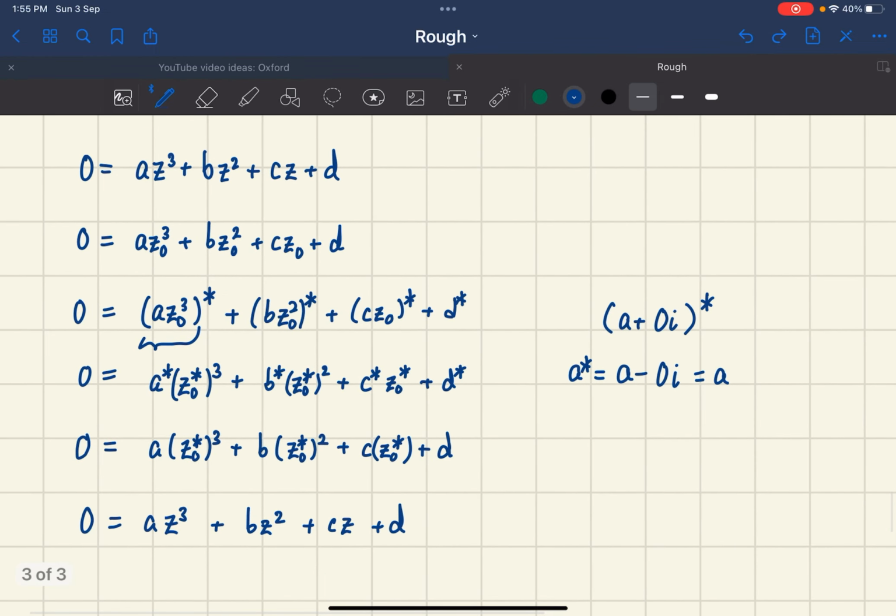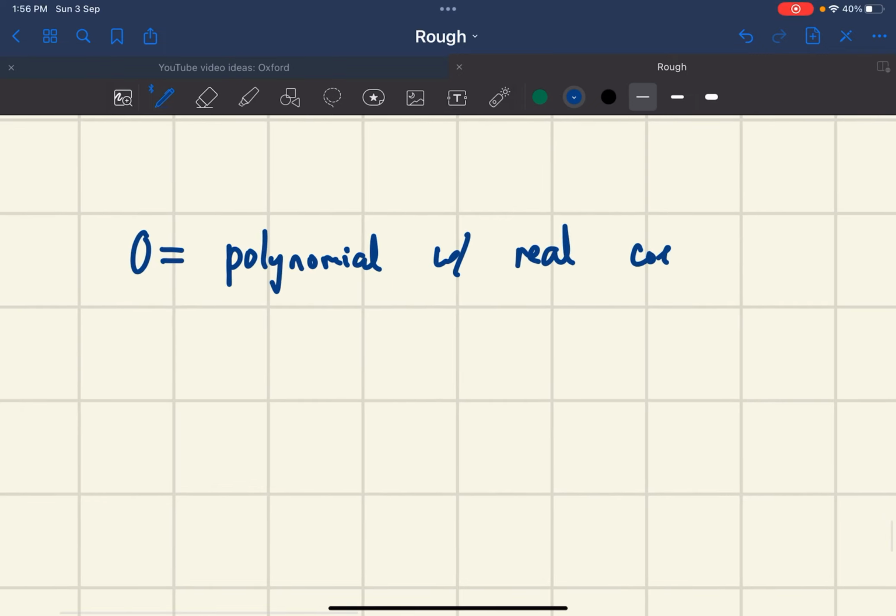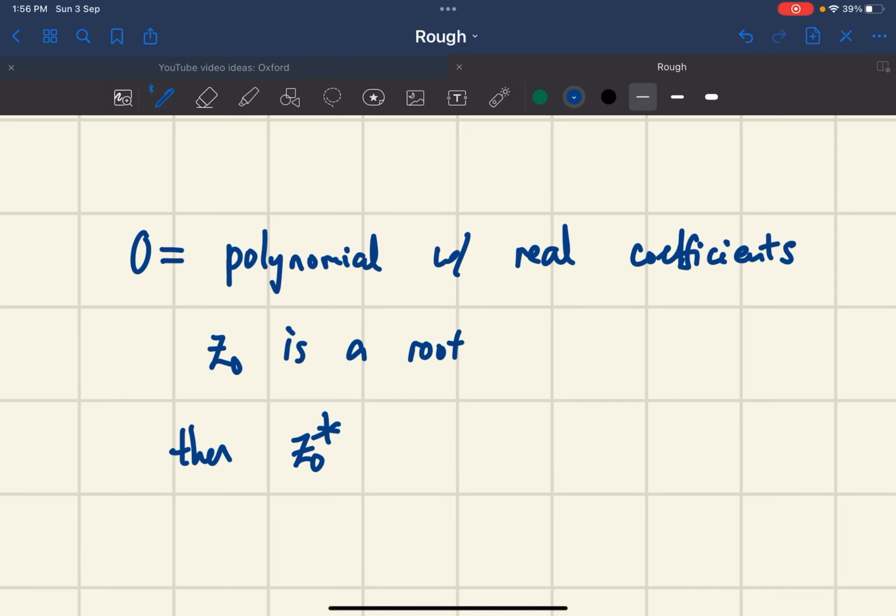Therefore, if we generalize this to other polynomials, it can be quartic, quintic, quadratic, linear. If we have a polynomial with real coefficients and z naught is a root, then z naught complex conjugated is also a root.